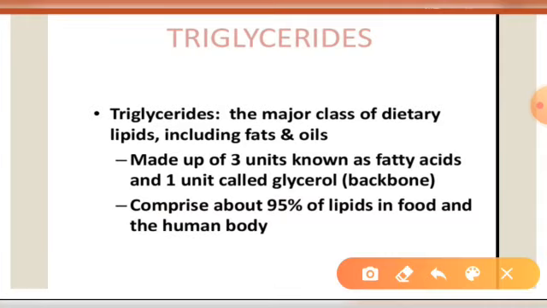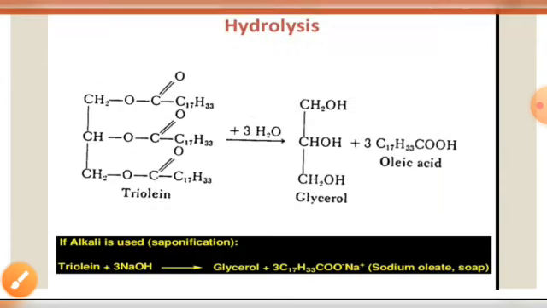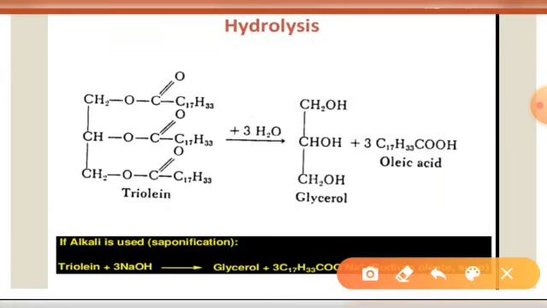Now what are triglycerides? Triglycerides are a major class of lipids and include fats and oils. Triglycerides are also known by the name fats and oils, and they have the same components, that is fatty acids and glycerol. Now we will see how these fatty acids combine with glycerol to form fats or oils, which are actually triglycerides.